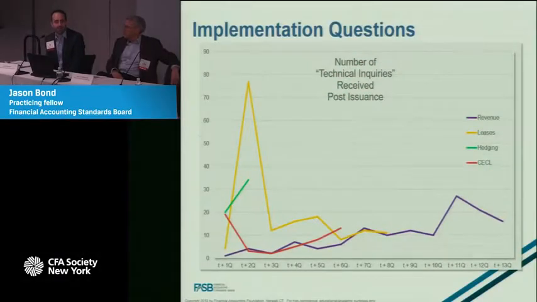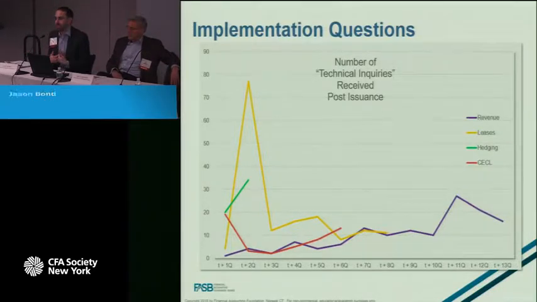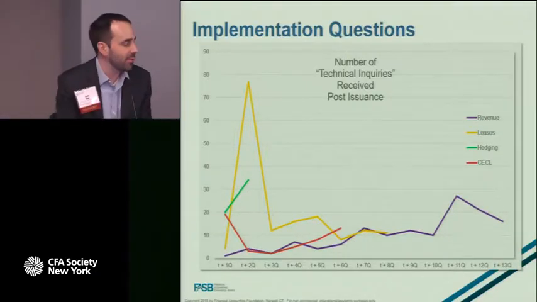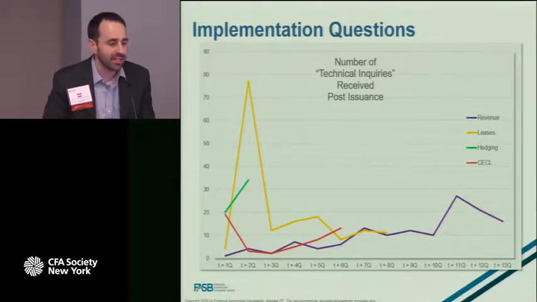So we want to first start out with how I alluded to before, the FASB has what's called a technical inquiry service. Questions can come into the FASB staff about new standards or really any standard. But we wanted to chart out, based on when a standard was issued and the subsequent quarters, the number of questions that we get after a new standard is issued, particularly for the big four: revenue, leases, hedging, and CECL.